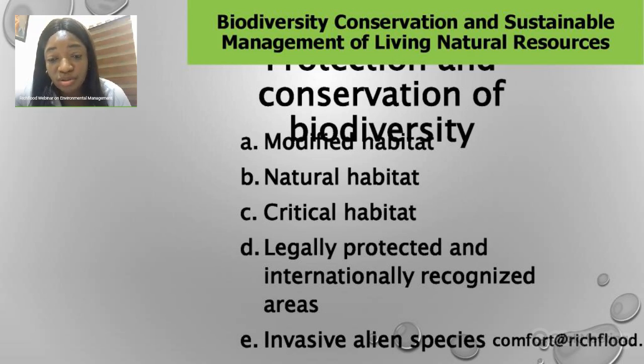In rounding up, we'll go to the legally protected and internationally recognized areas. These are areas, as the name implies, that are within a legally protected area. The proponents will have to meet the requirements that capture these aspects of biodiversity. If it's an internationally recognized area, the relevant international laws will have to be taken into account in the process of assessment. It has to be legally permitted before a proposed project or development can be sited in such areas. So it's actually a very, very sensitive habitat.